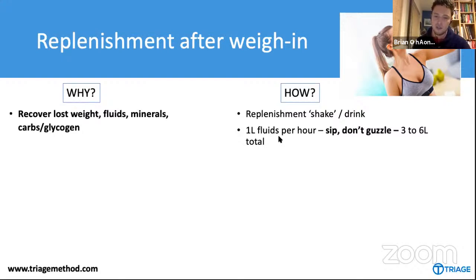One key point here is that once you start drinking fluids after a weigh-in, it's tempting to guzzle it, but sip it, right? Your kidneys can only excrete about 1 liter of fluids per hour. So you should use that as a guideline and not drink much more than 1 liter per hour, for about 3 to 6 liters total per day after the weigh-in.